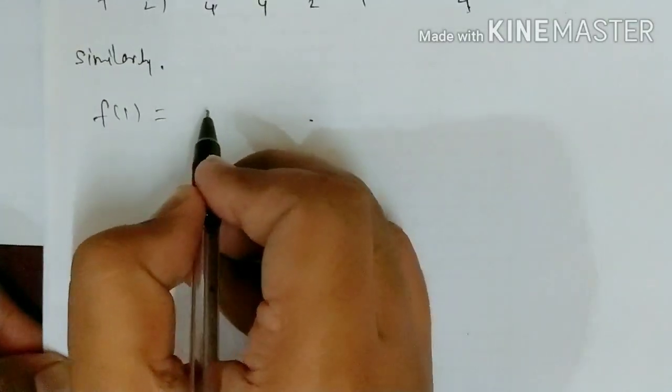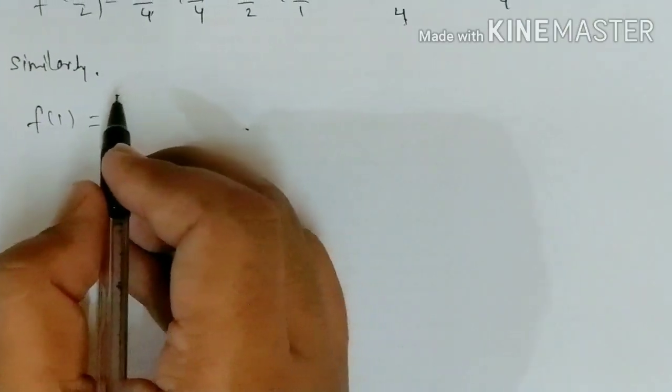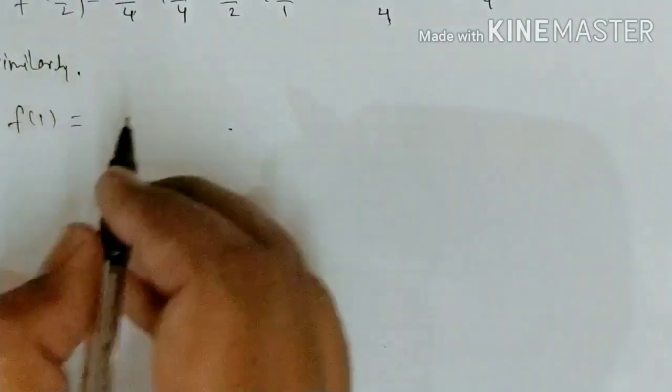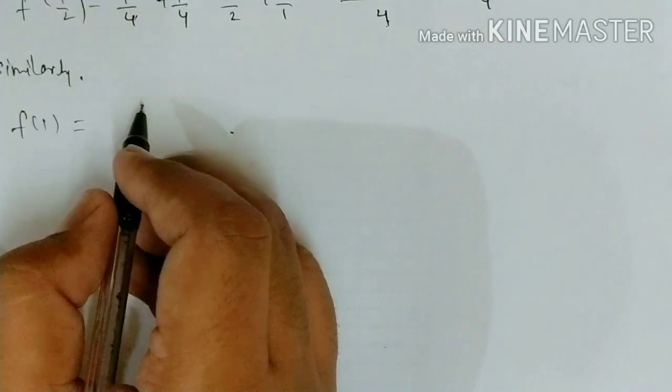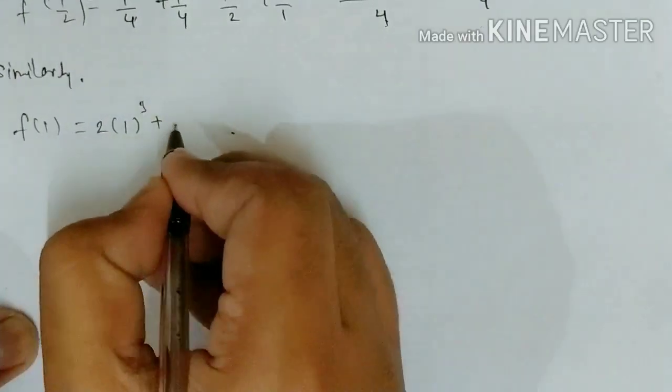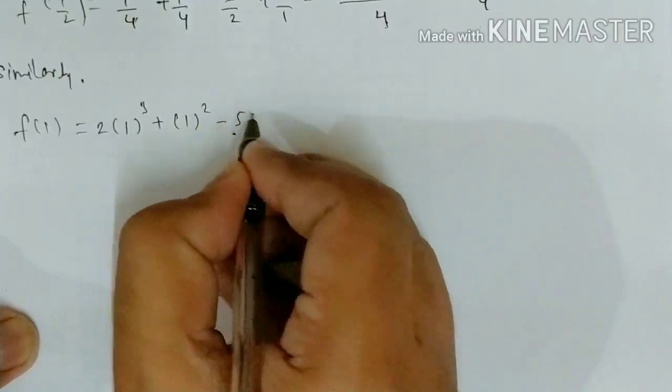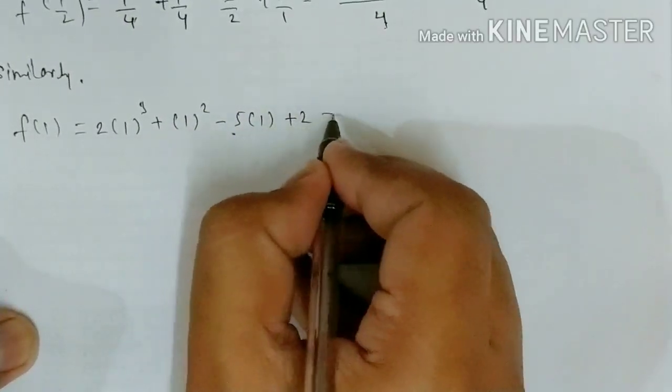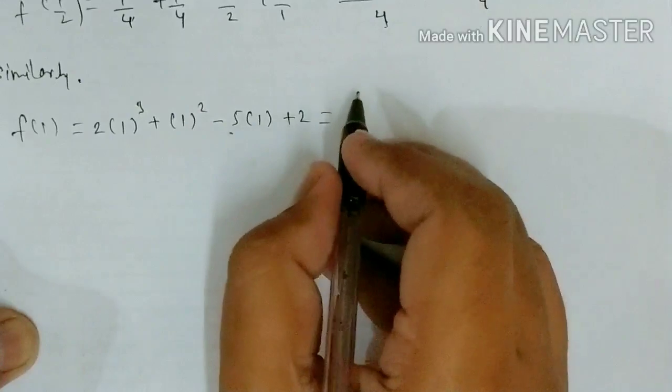Next is f of 1. So in the given function, what I am doing? I am putting the value of 1 at the place of x. So it is 1 cube plus 1 square minus 5 into 1 plus 2. When you simplify it, you will be getting 0.